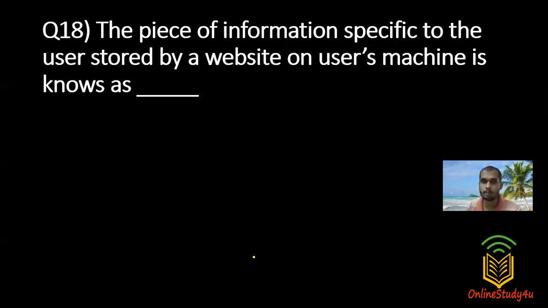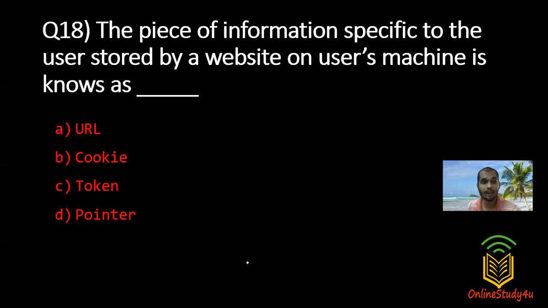The piece of information specific to the user stored by a website on the user's machine is known as a URL, cookie, token, pointer. Oh God, we know this, right? If you go to any single website now, you get that annoying pop-up saying allow cookies, right?